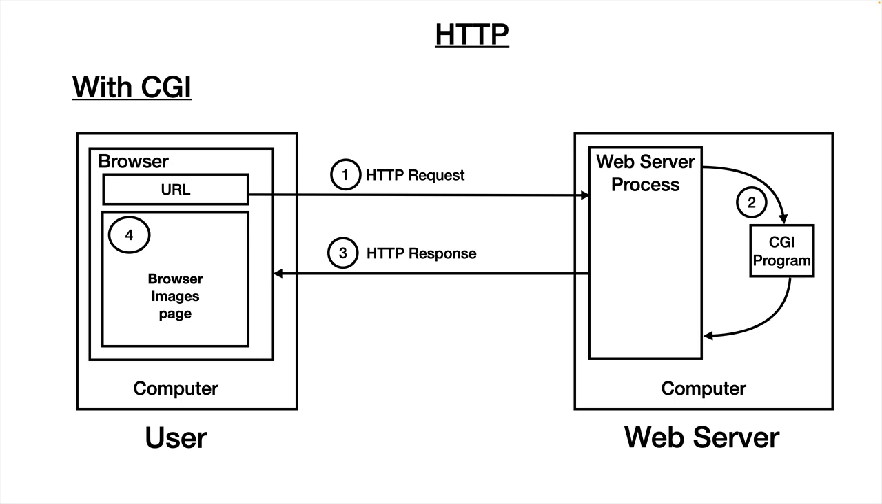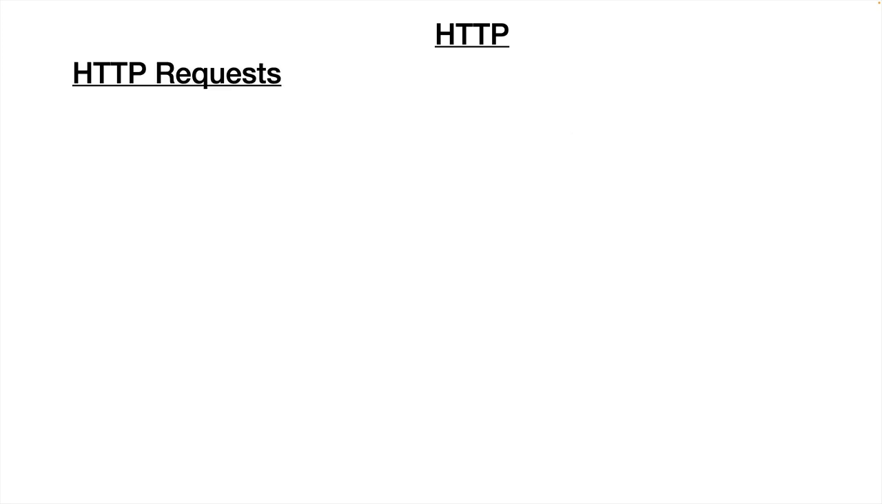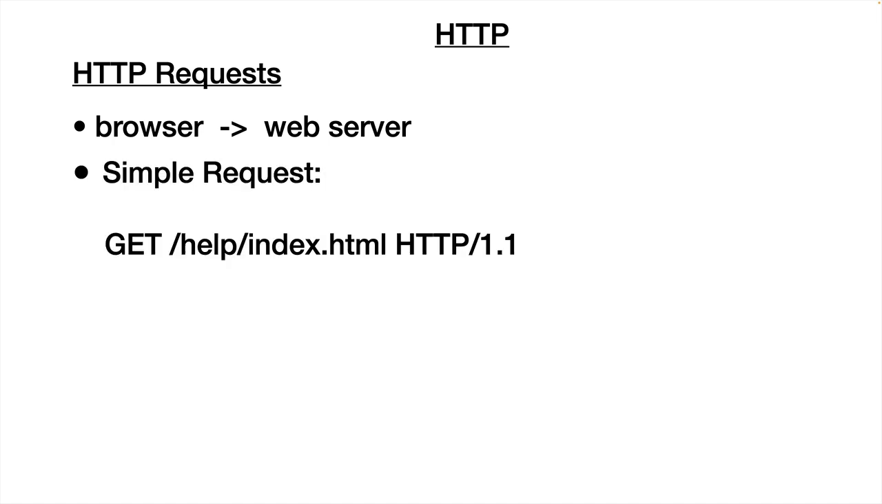So what we're going to do now is delve a little deeper into the HTTP request and response. So basically, as we saw in the picture, the HTTP request is something that a browser sends to a web server. And in its simplest form, we have something like this: GET /help/index.html HTTP/1.1. So the various pieces of this request are first, we have the method, which is going to be either GET or POST. So in this case, it's obviously a GET.